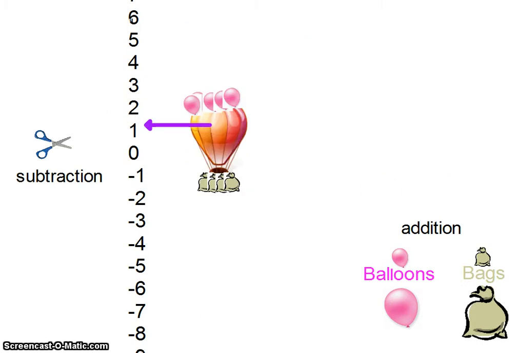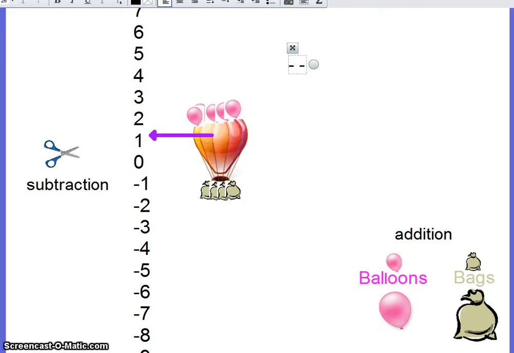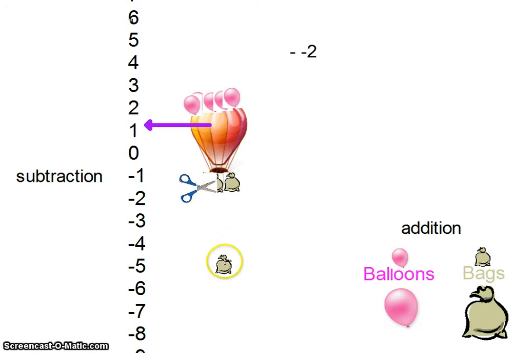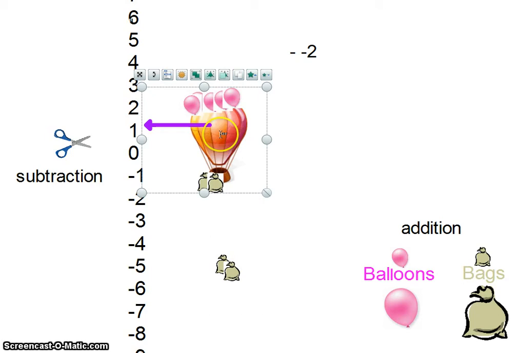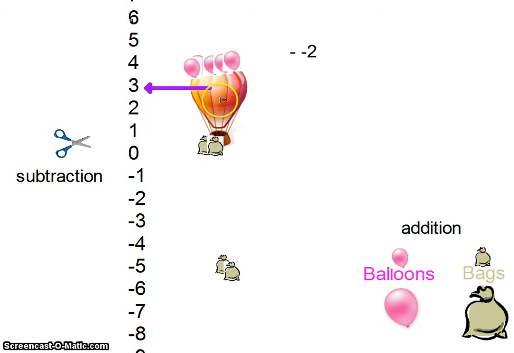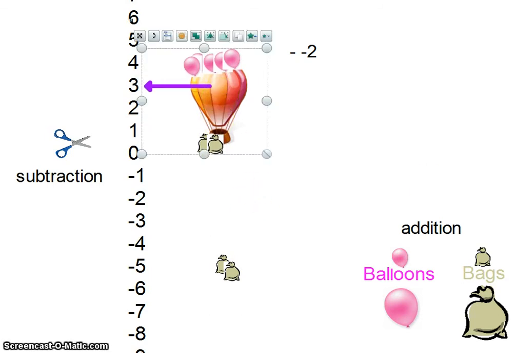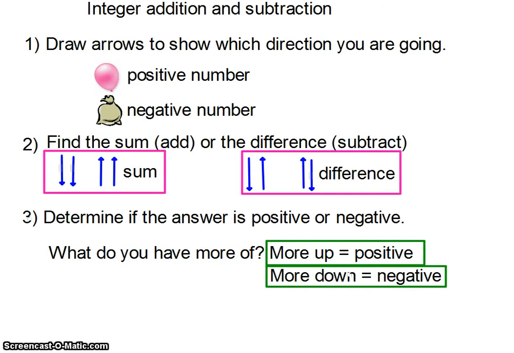Of course, the opposite of that would be if I were to say subtract -2. Well, I'm cutting off 2 negatives. I'm cutting off 2 bags. 1, 2. So if I cut off these bags, what's going to happen to this balloon? It's going to go up 2, 1, 2, because now it's lighter. So, again, the first thing you want to do is ask yourself, am I adding bags? Am I adding balloons? Am I taking away bags? Am I taking away balloons? And then decide which way you're going.